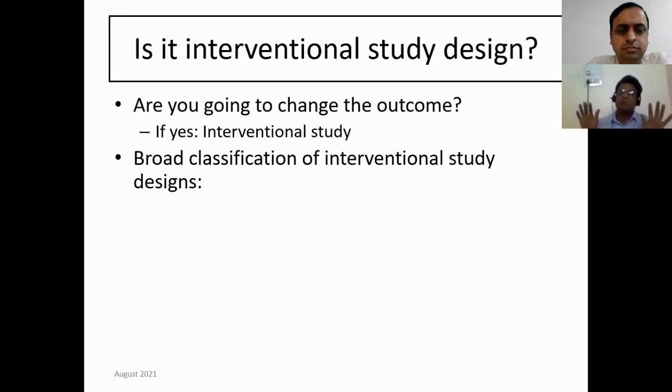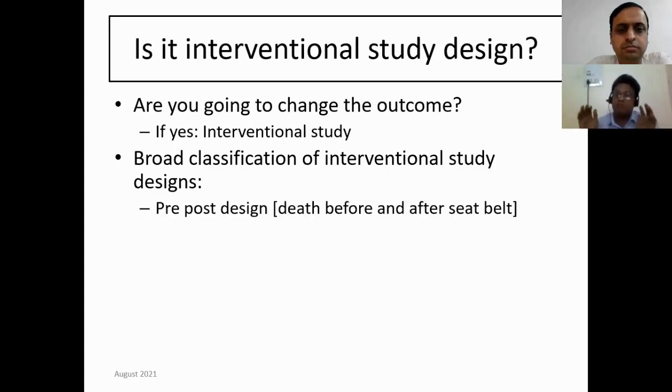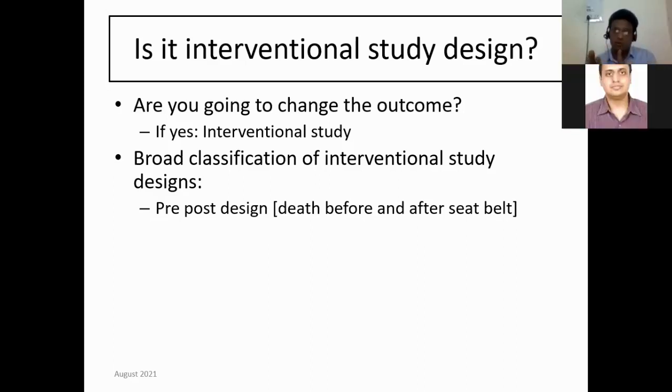So broadly speaking, there are multiple ways by which interventional studies can be designed. But one of the most common ways by which we tend to classify is one called the pre-post design. For example, you see a parameter like death or mortality before, and you do an intervention in which you ask people to wear a seat belt, and then after that intervention, you see how much mortality is happening. So that means the outcome before an intervention happens and then the outcome after. So this is what is called a pre-post design.